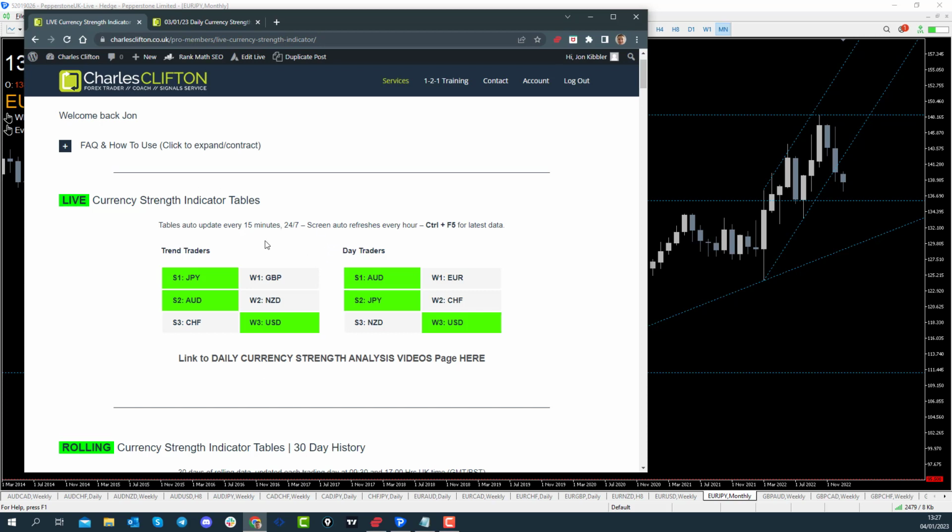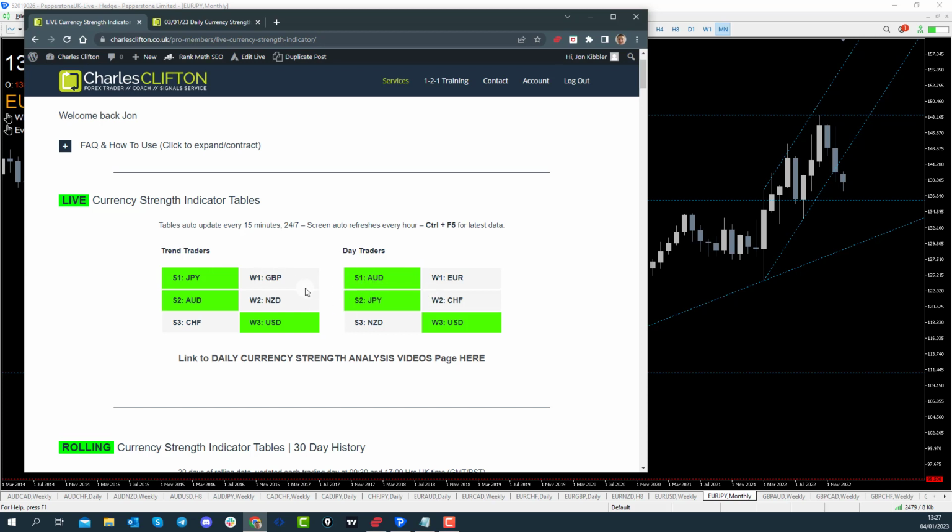Here you can see we have the live currency strength indicator tables in front of us, and you can see that we have two types of tables. We have the trend traders table and we have the day traders table. These are showing the same studies but just highlighting different time frames. So our trend traders is our higher time frame and the day traders is our lower time frame.